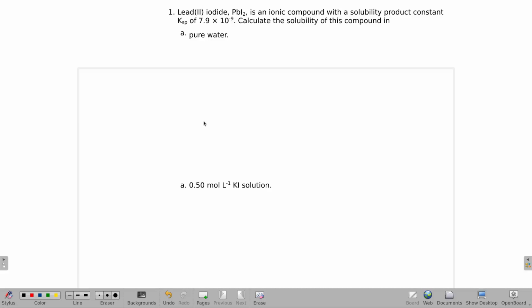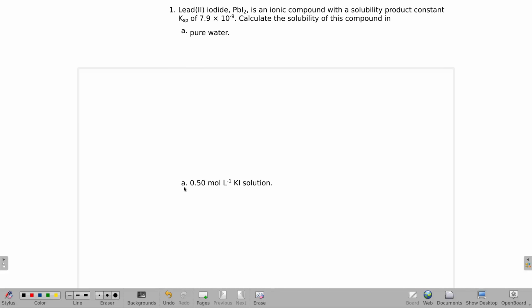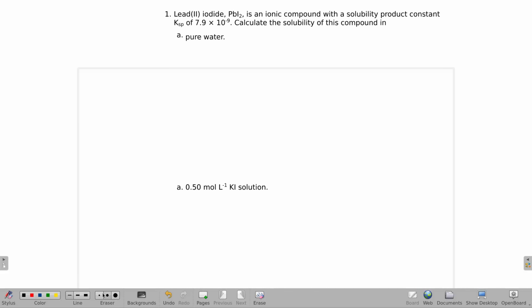Okay, looking at question 4 in this worksheet, I know this second part, which should say B, is giving a lot of people some difficulty. So we're going to look at it here real quick and work through this entire problem, and then I'll show you how I actually calculate it.